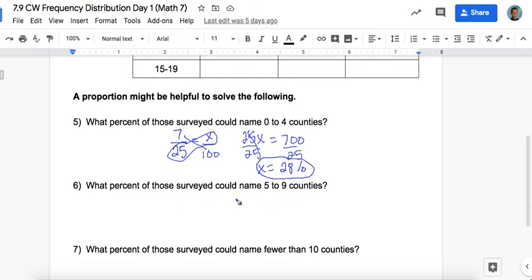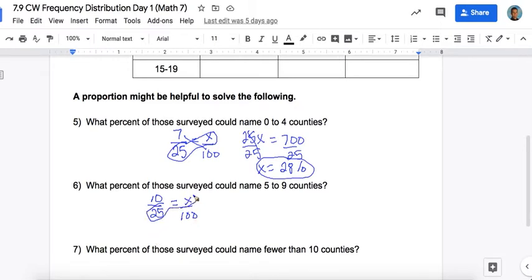Okay, number 6, what percent of those surveyed could name 5 to 9 counties? So you look up at your frequency table, and we had a frequency of 10 out of 25. And remember, we're looking at the frequency, not the cumulative frequency. Okay, and that's x over 100, because I'm looking for the percent.